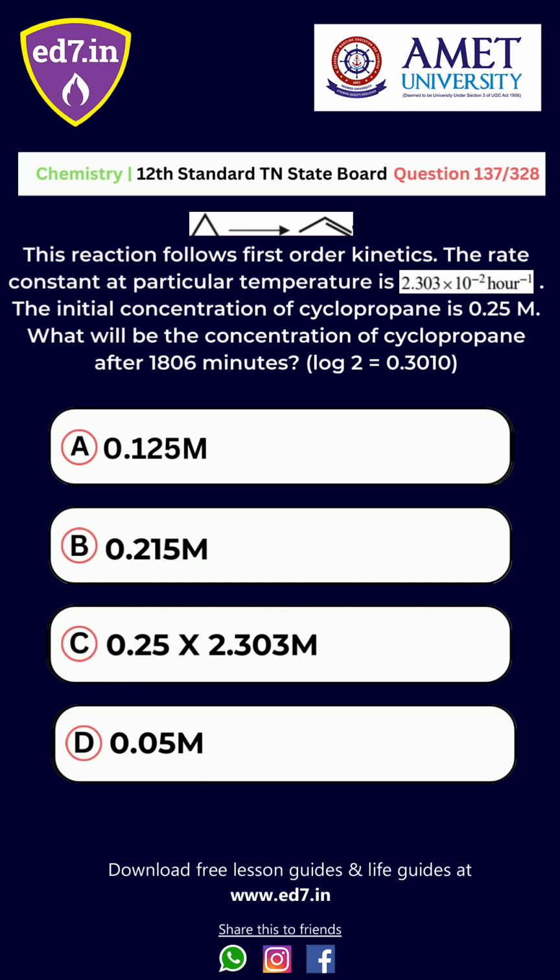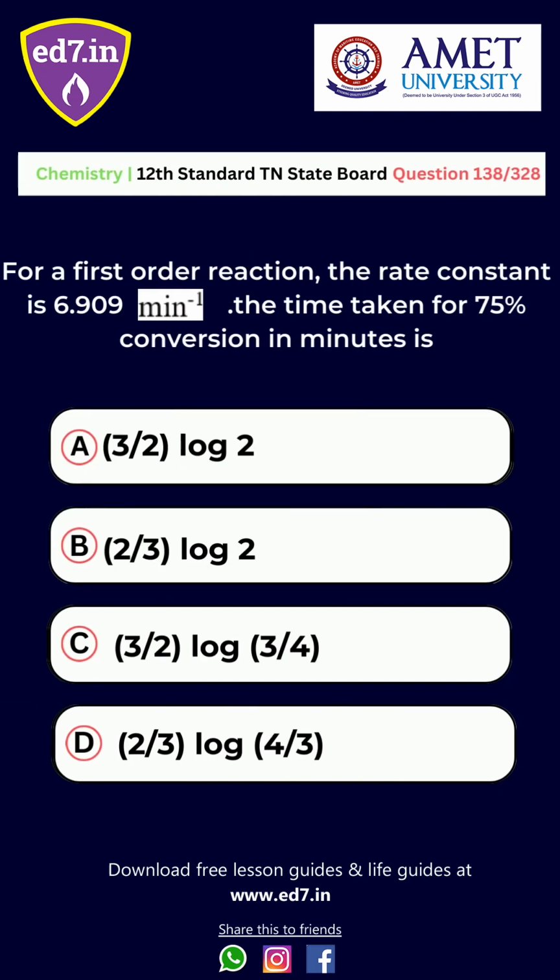Option A, 0.125 M. Option B, 0.215 M. Option C, 0.25 into 2.303 M. Option D, 0.05 M. The correct option is option C, 0.25 into 2 into 3.3 M.